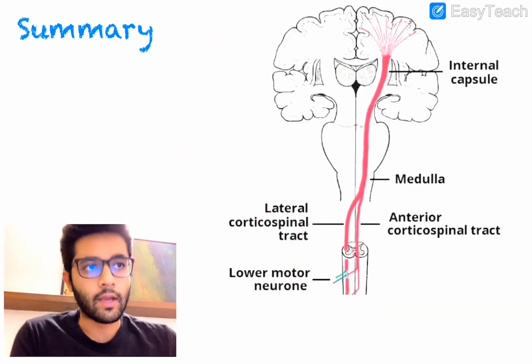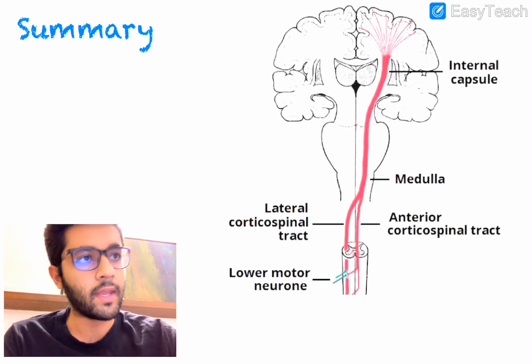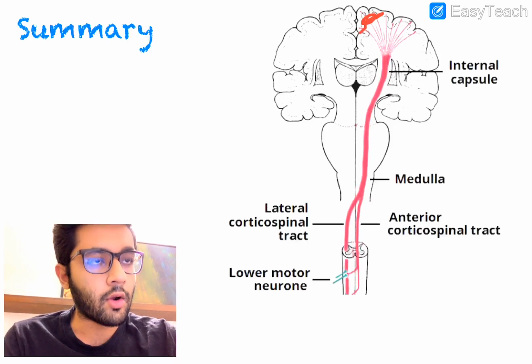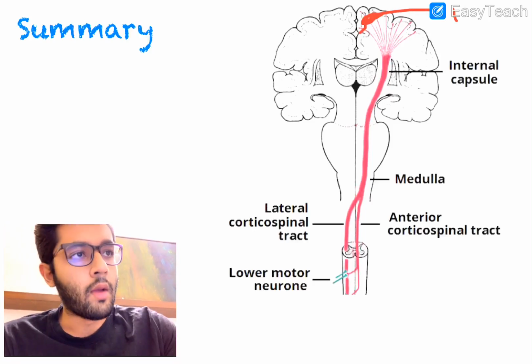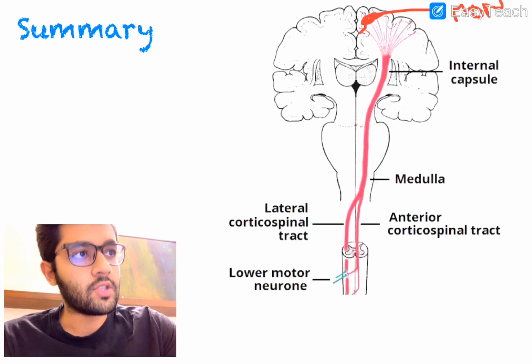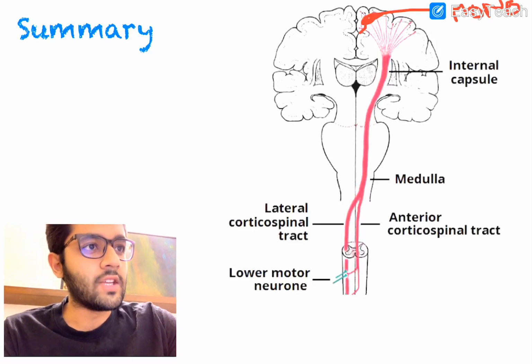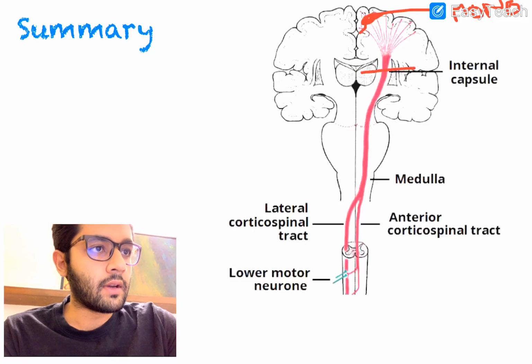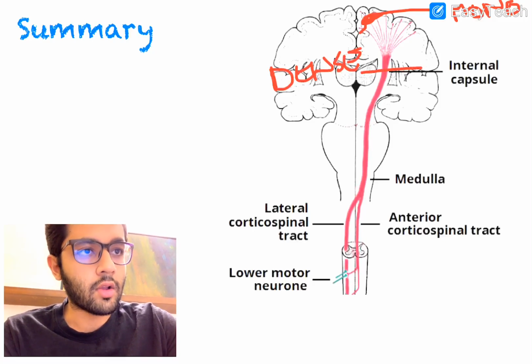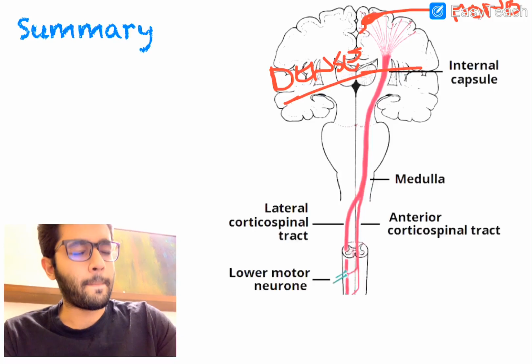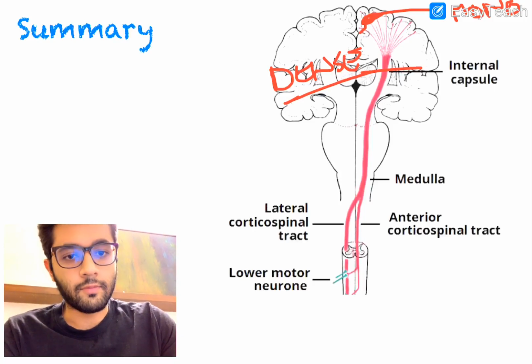Let's summarize quickly, okay? So you're going to think about this with me. Firstly, there is a lesion in the motor cortex. How does it present? Monoplegia, okay? There is a lesion at the level of the internal capsule. How does it present? Dense hemiplegia or uncrossed hemiplegia, okay? Because the fibers cross over on the opposite side.